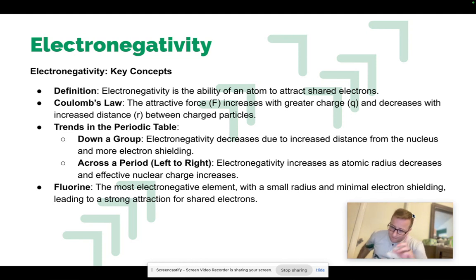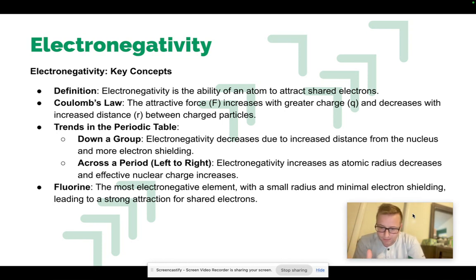Coulomb's law, again, we bring this up because it is important. It's a reoccurring theme. The attractive force increases with greater charge and decreases with increased distance. Our formula for this was F is equal to Q1 multiplied by Q2 divided by R squared. This is Coulomb's law. It's not equal to, it's proportional. So force is proportional to Q1 times Q2 divided by R squared.